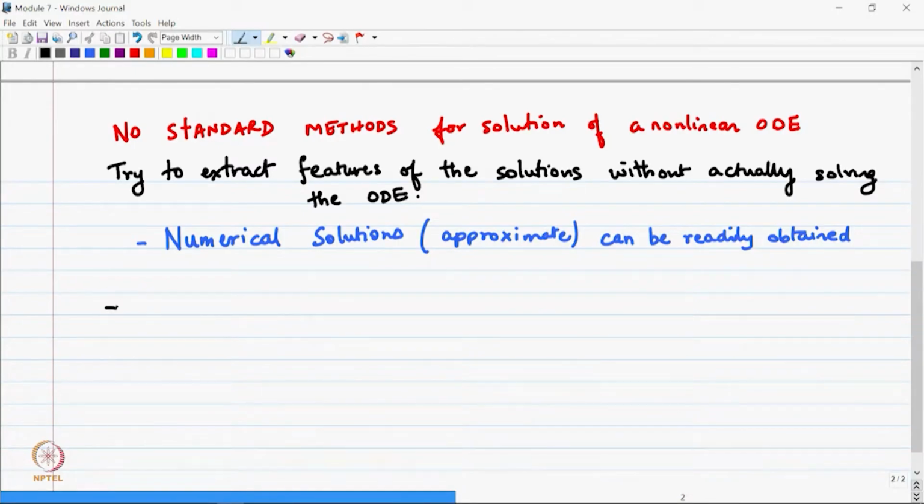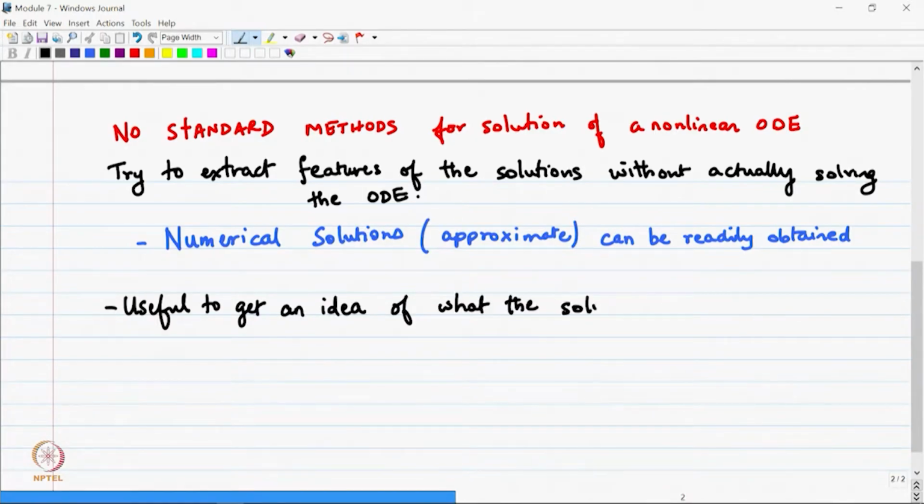For example, it is useful to get an idea of what the solution will look like. And what we will see is that without explicitly solving, we will try to get a very good sense of what the solution will look like.